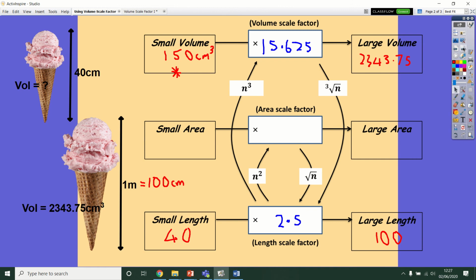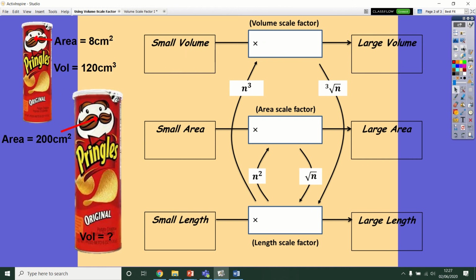The third one I'm going to use only uses the top 2 rows. I'm going to show you what to do if that happens. So this one's areas and volumes, a bit more tricky. Looking at the Pringles tins, the area it's giving you is of the face. Let's pretend that the area is of the Pringles guy, whoever his name is, Mr. Pringle. Small area, that's 8. Large area, that's 200.